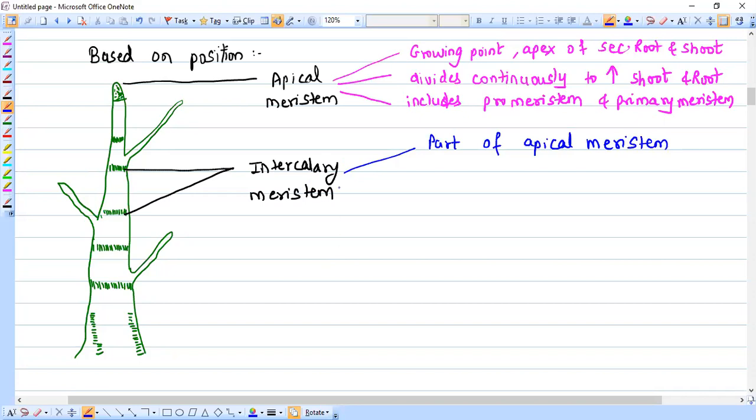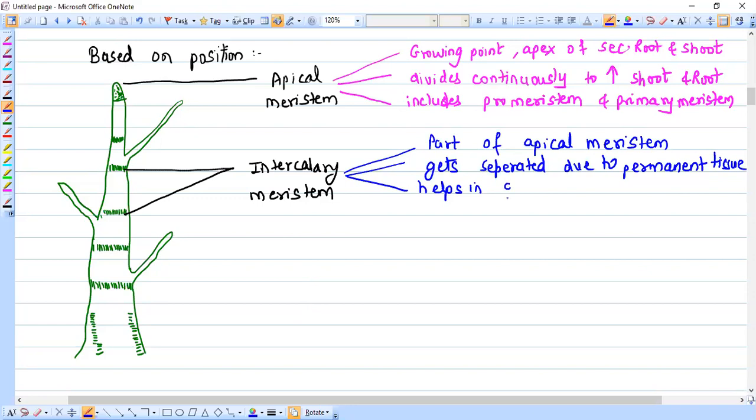Second, it gets separated when there is a permanent tissue formation. So this intercalary meristem gets separated due to permanent tissue. And this intercalary meristem helps in growth of nodes and internodes. So if the nodes and internodes are growing, it is possible because of the intercalary meristem.